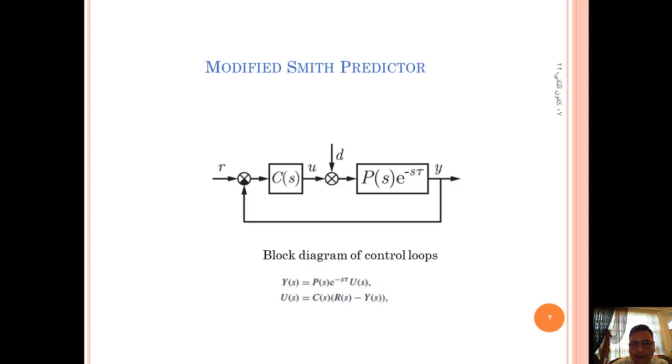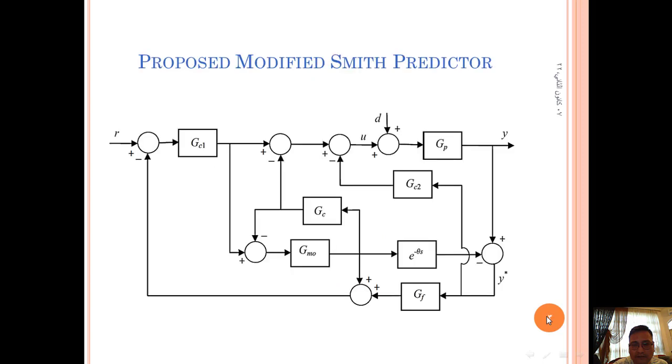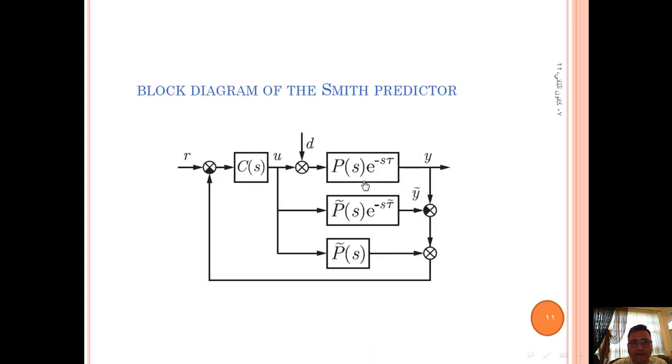So when we add the Smith predictor, the system will be like that, by adding the delay-free model of the process to compensate for the time delay. This is the block diagram of the Smith predictor.